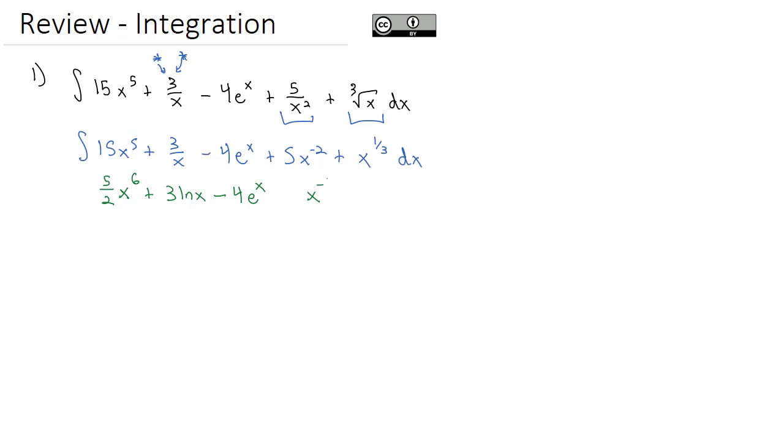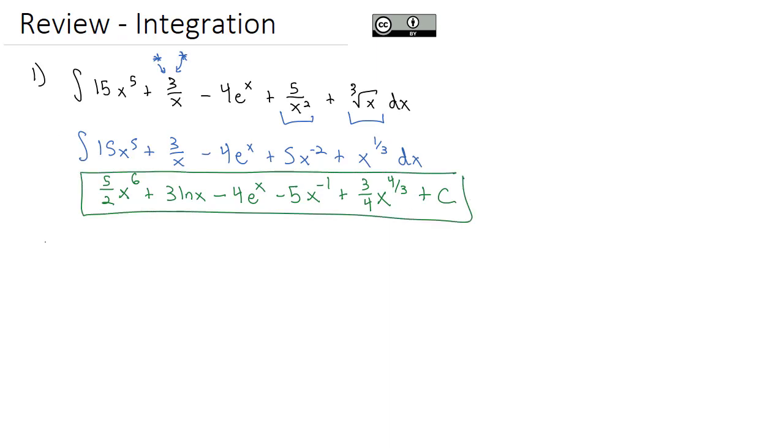Then we're going to increase the exponent by 1 to get x to the negative 1 and divide by that new exponent, giving me a negative 5. Plus, we're going to increase this exponent by 1, giving me 4/3, and multiply by the reciprocal, which gives me 3/4. And of course, every antiderivative is going to have that plus c on the end. That's the general formulas for antiderivatives and integration.